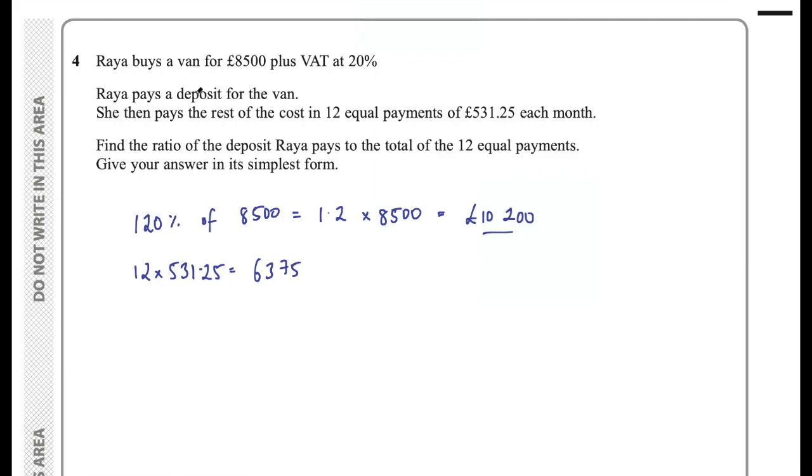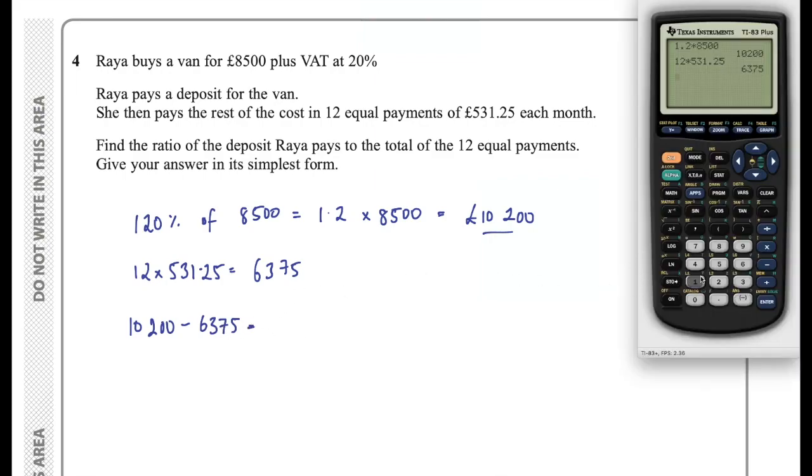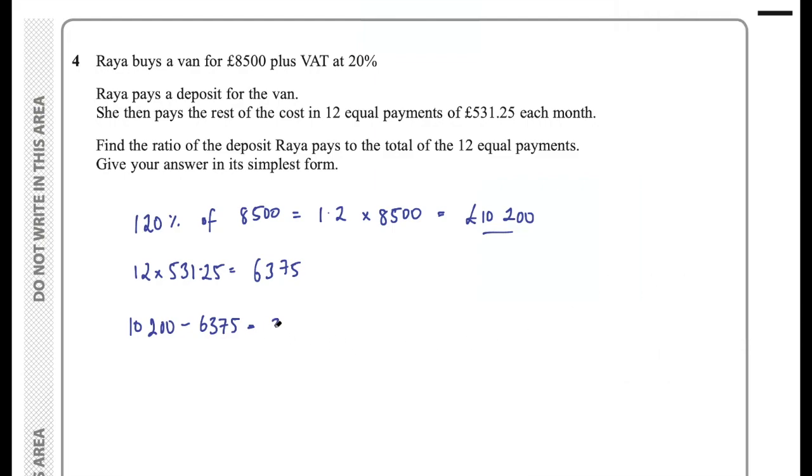And now we can work out the deposit, which we didn't know originally. So she paid this much. If the total cost was this much, she must have paid a deposit of 10,200 subtract her payments. So 10,200 subtract 6,375. Again, going to the calculator, 10,200 take 6,375, and we get 3,825. And that's the deposit.